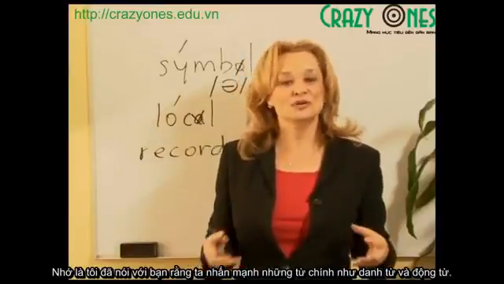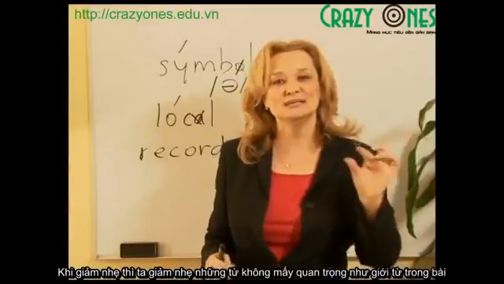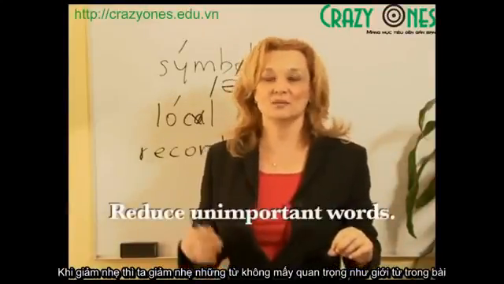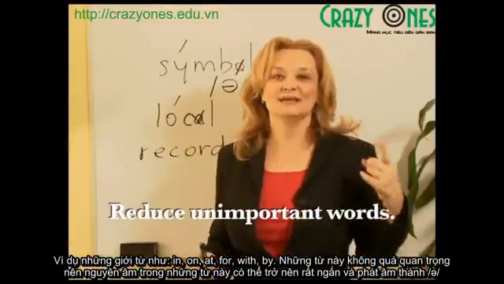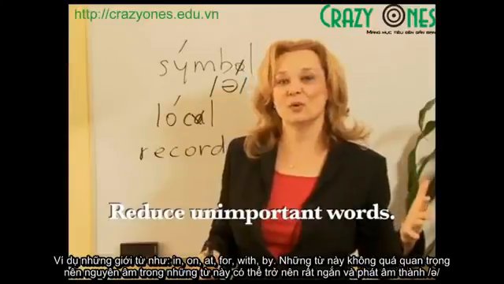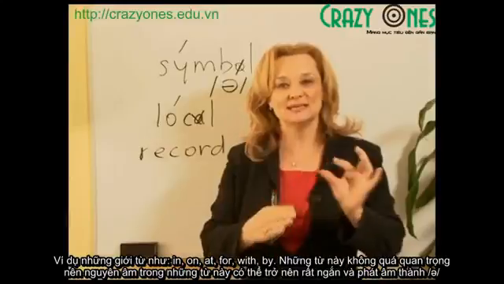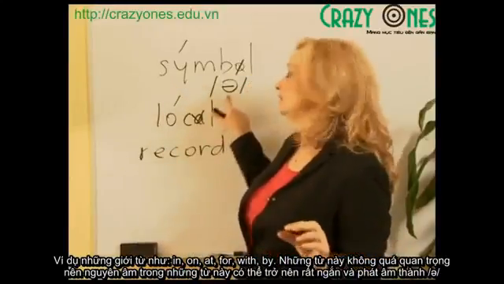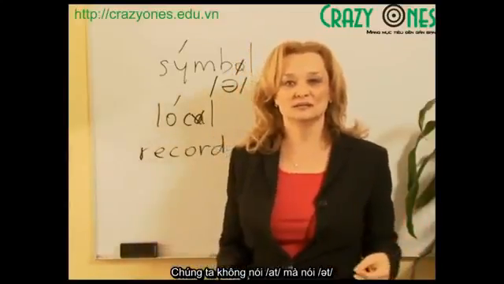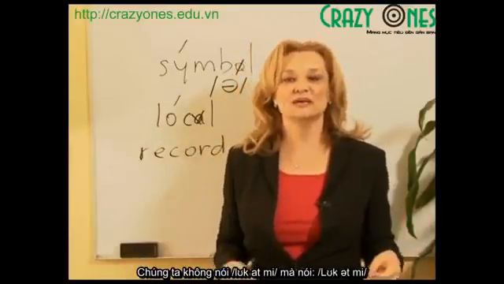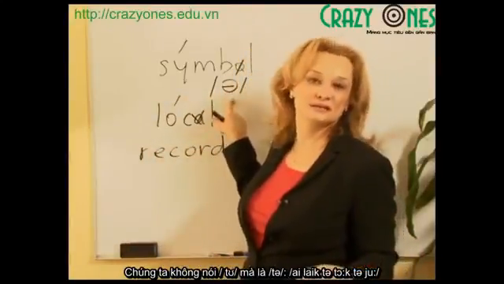Remember I told you we stress the key words like nouns and verbs? Well, we reduce the little unimportant words like prepositions and articles. For example, prepositions like in, on, at, for, with, by. These words are not very important. So the vowels inside those words can sound really short and they sound like uh. So we don't say at, we say ut. We don't say look at me, we say look at me. We don't say to, we say t.